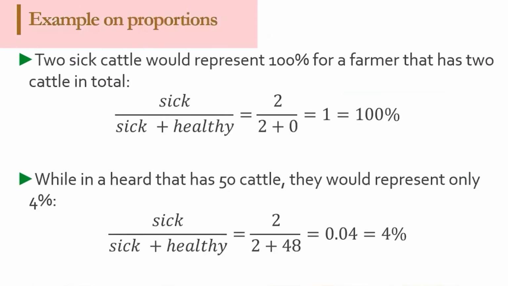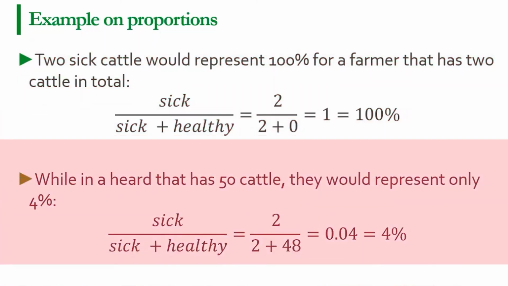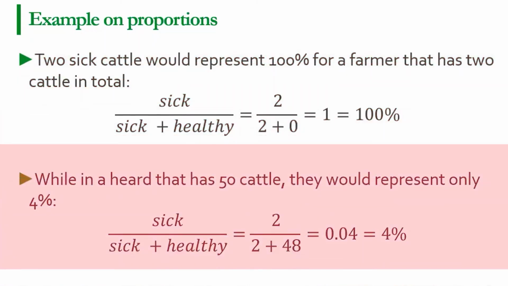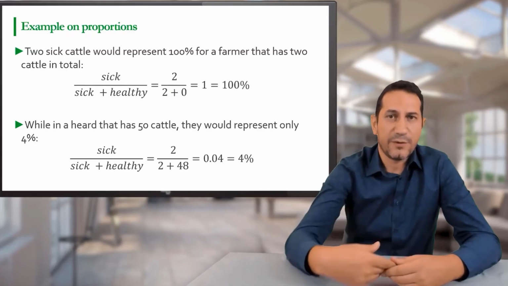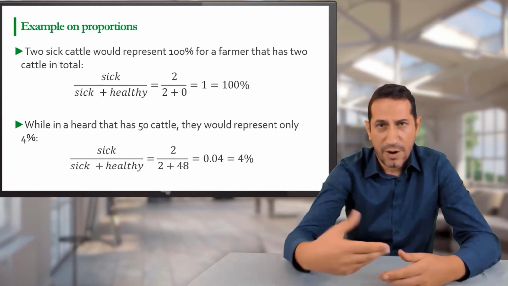Let's take an example of a proportion. Let's say a farmer has 2 sick cows, but in total the farmer has only 2 cows. So the disease in his population is 100%. While in another herd, there are 50 cattle and there are again 2 sick cows. So we get a proportion of 4% of disease. And then we could compare in which population the disease is more abundant.